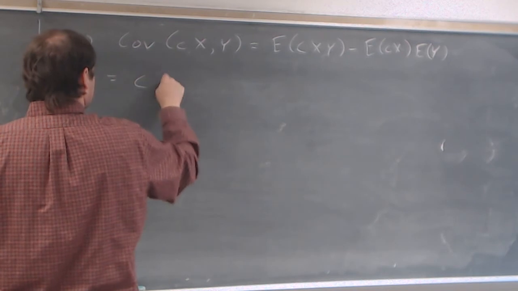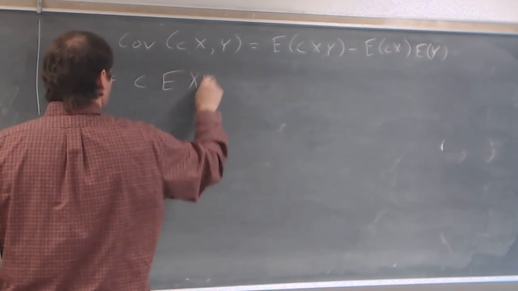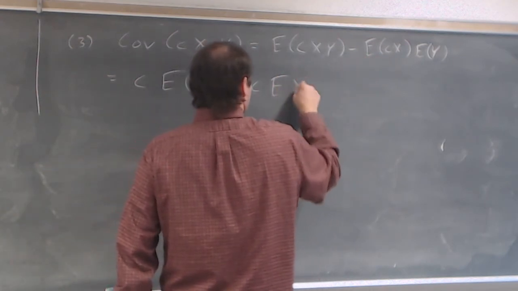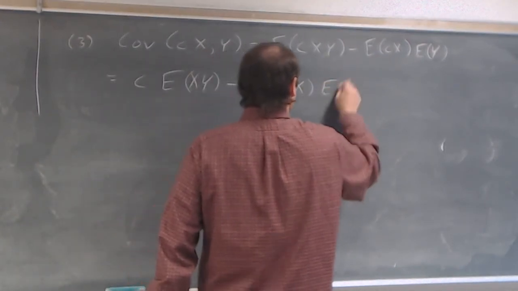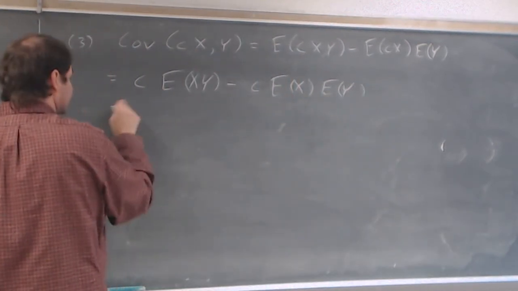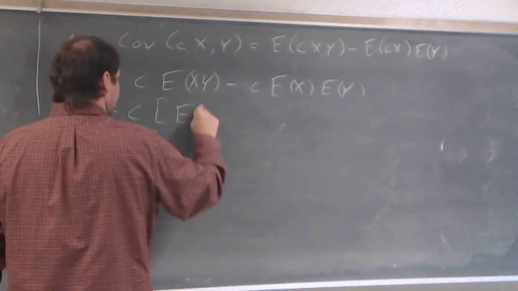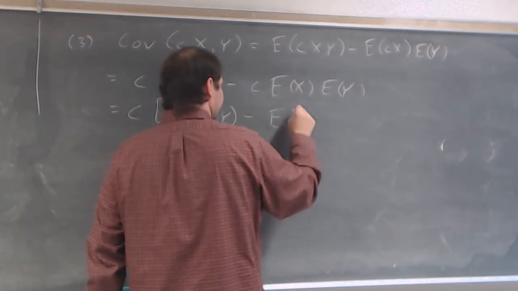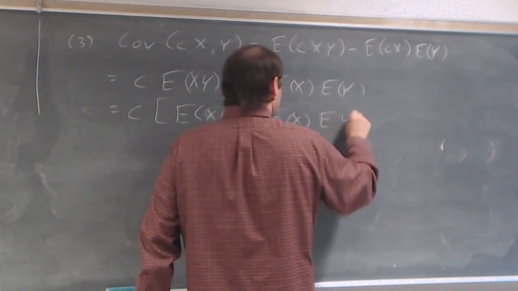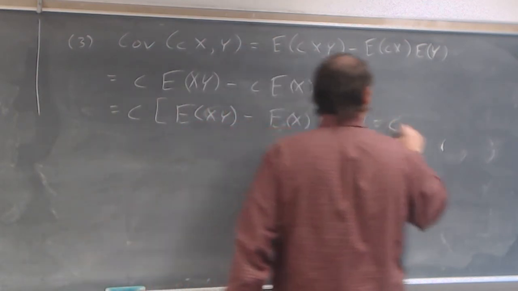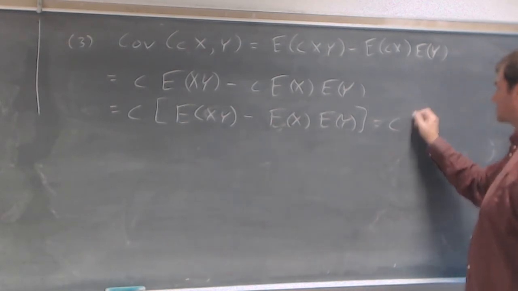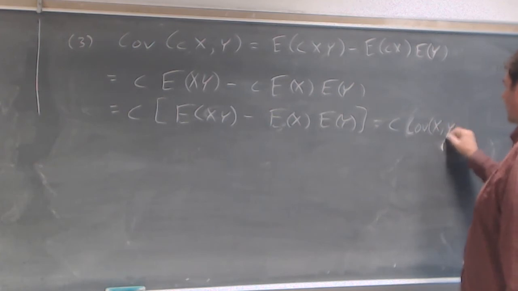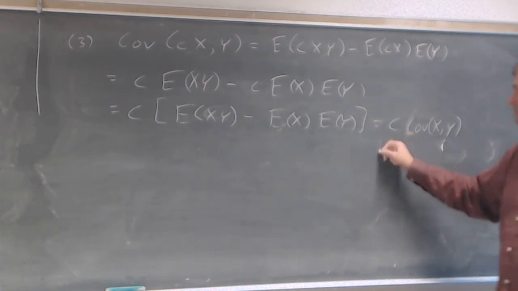But c is a constant, so we can pull it out. So c times the expected value of x, y, minus, here I can pull out the c from this expected value, x times the expected value of y. There are two terms up here, both of them have a c, so you factor out the c, you got the expected value of x times y, minus the expected value of x times the expected value of y, and indeed that's nothing more than c times the covariance of x with y. Okay, that's what we wanted to show.